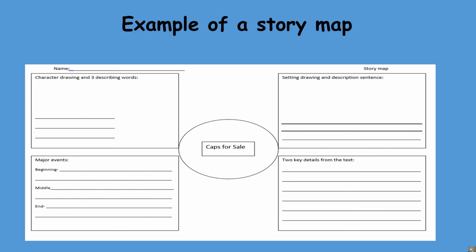place. In the bottom corner, it says major events. So you have, like we said, what happened in the beginning of the story, what happened in the middle of the story, and what happened at the end of the story. It's easier if you will take the major events and then in the end of your story map, then you're able to put them all back together. And last but not least, 2 key details from the story. Anything you can remember about the story, use 2 complete sentences to write about 2 key details from the text.